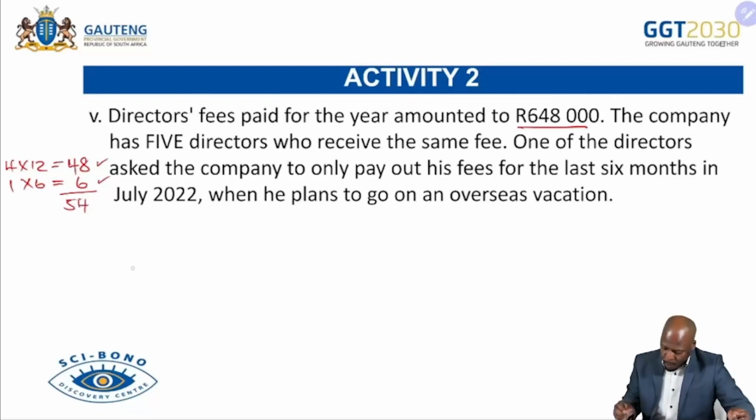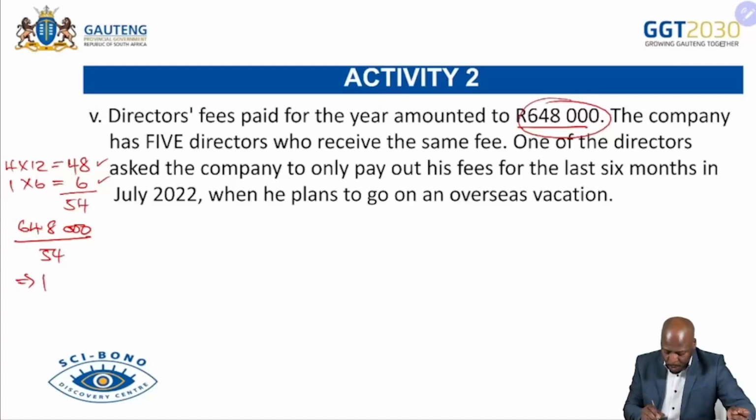All right. Now, you then come to your 648,000. For how many months are in there? It is 54 months. Then if you divide it by 54, it should give you an amount per month. That is 12,000 per month per director. And the director in question has not been paid for how many months? 6 months. How much is supposed to be given to the director?